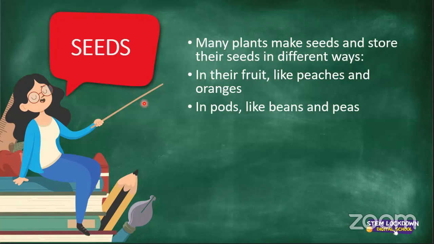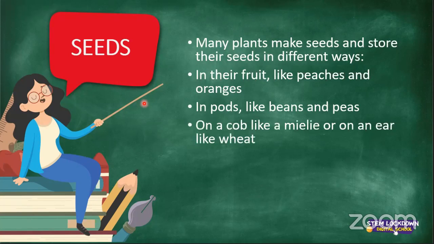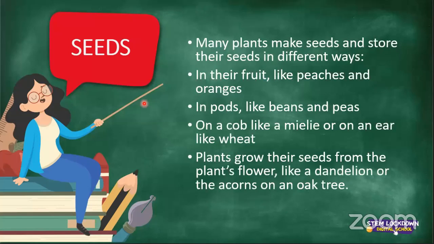Some will store it in pods, like beans and peas, and I'm going to show you a picture of that just now. Or on a cob, like a mielie. Or on an ear, like wheat. I'm going to show you photos of all of them just now, okay? Plants grow their seeds from the plant's flower, like a dandelion or the acorns on an oak tree.